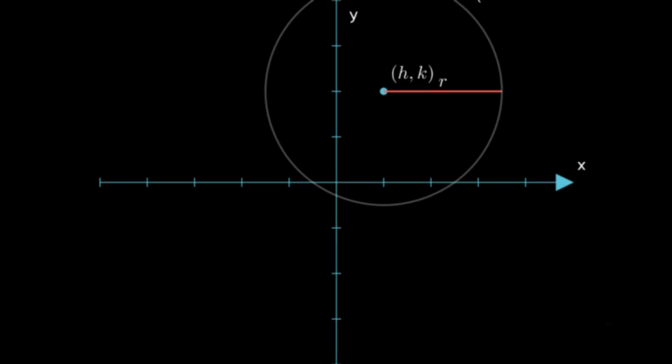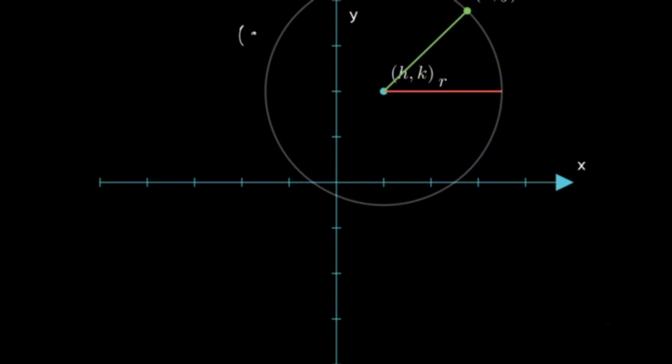Let's consider any arbitrary point on our circle, which we'll label as x, y. This represents any of the infinitely many points that make up the circle's circumference. By definition, the distance from our center point h, k to any point x, y on the circle must equal exactly r. This key constraint is what we'll use to derive the circle's equation.